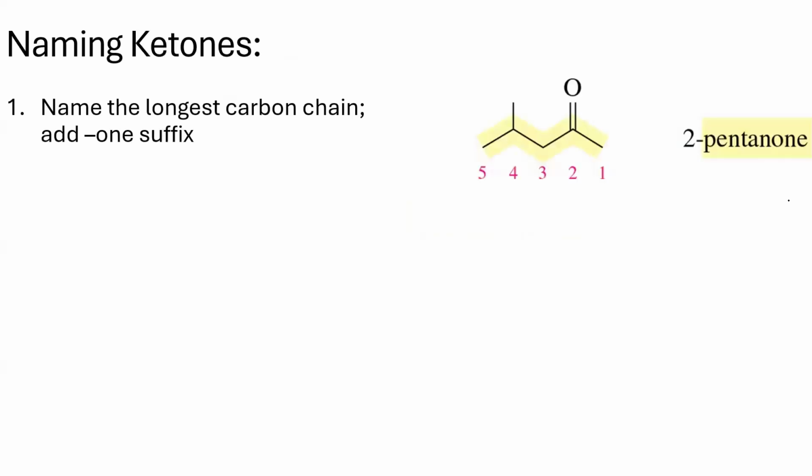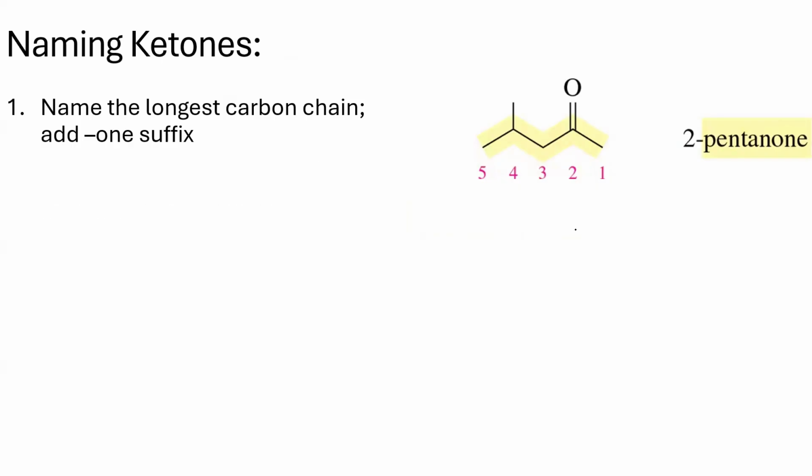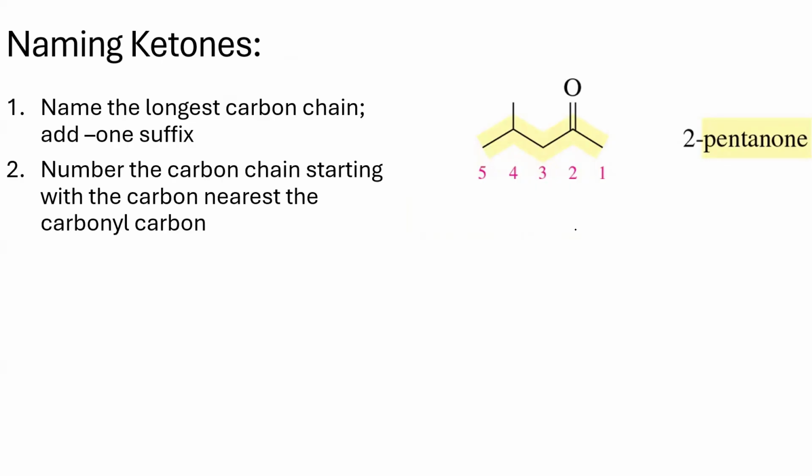It's pretty similar for ketones. Again, you're numbering the longest carbon chain. So in this case, we still also have 5 carbons. So that's where the pent comes from. And then the suffix for ketones is one, or pentanone. And then we number the carbon, starting with the carbon nearest the carbonyl carbon.